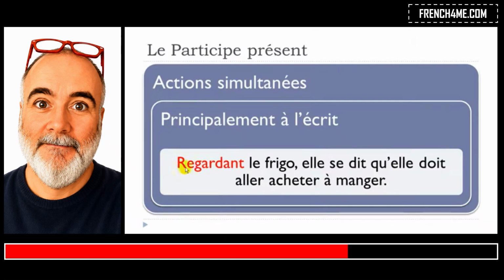So, regardant le frigo, okay, regarder is to watch or to look, frigo, the fridge. Elle se dit qu'elle doit aller acheter à manger. Okay, so she tells herself that she must go and buy some food. Donc, regardant le frigo, elle se dit qu'elle doit aller acheter à manger. Okay, so in that case, when you put this participe présent here, clearly it's because you want to say that this first thing and the second thing are happening at the same time.